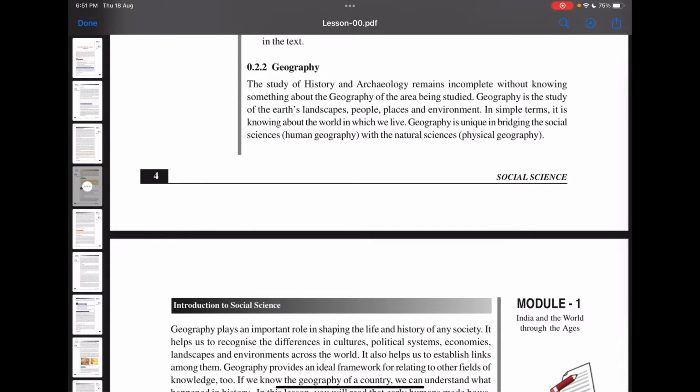Geography. The study of history and archaeology remains incomplete without knowing something about the geography of the area being studied. Geography is the study of the Earth's landscape, people, place, and environment. In simple terms, it is knowing about the world in which we live. Geography is unique in bridging the social sciences with the natural sciences.